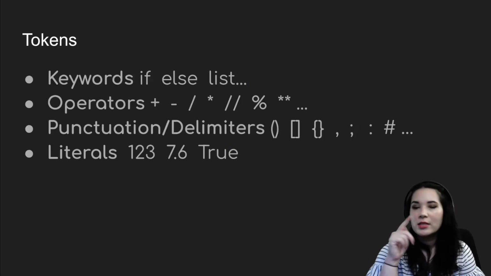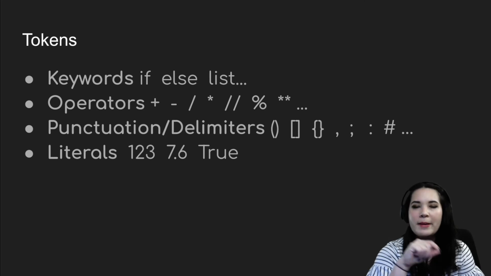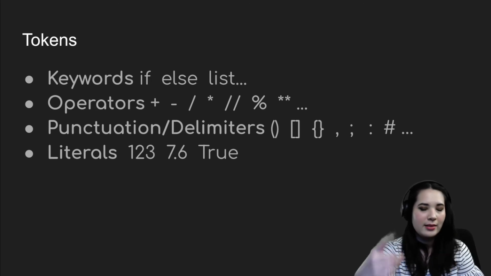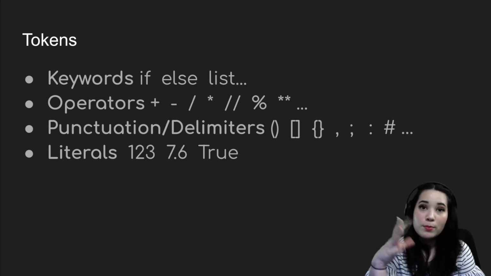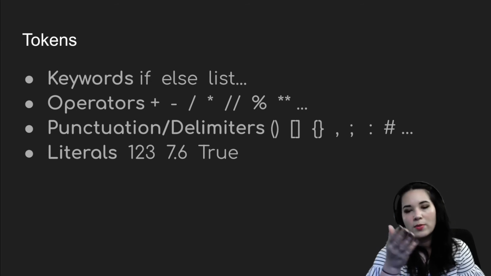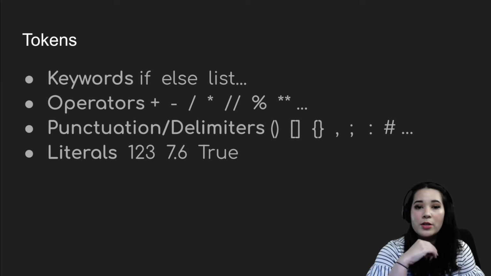All right, next let's talk about tokens. Tokens are basically symbols or phrases that mean something special in the Python language. For instance, we have keywords like if, else, and list, which we'll learn about later, which mean something directly to Python. Similarly, we have operators that just mean something to Python, like plus, minus, divide, multiply, etc. We also have punctuation and delimiters, which basically are things that help organize our code.